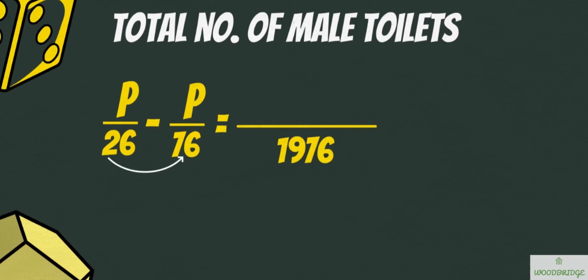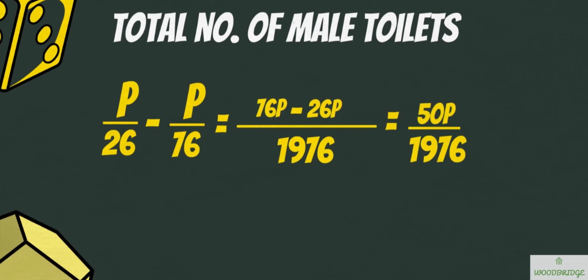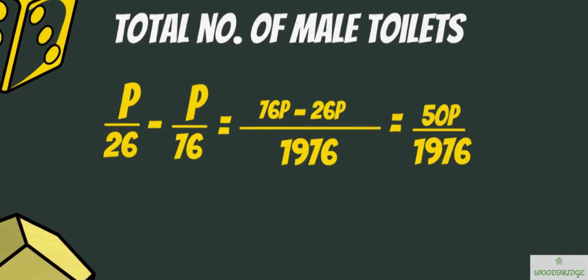26 times 76 comes to 1976. Now to resolve the fractional subtraction, we simply divide the bottom part of each fraction into the common denominator, and multiply the result by the top part. 26 goes into 1976 76 times, and 76 multiplied by p is 76p. In the same way the other fraction reduced to 26p. So in the end we come down to a straightforward subtraction, 76p less 26p is 50p. And 50p over 1976 is the number of male toilets in the university.